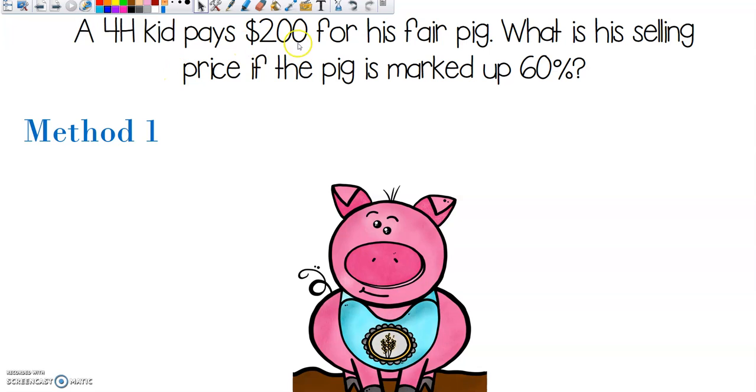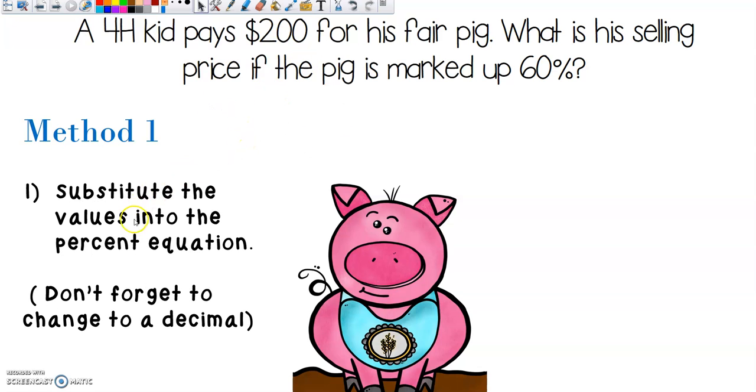A 4-H kid pays $200 for his fair pig. What is his selling price if the pig is marked up 60%? A markup is a little bit different. We've been dealing with discounts. Markups are when we add money to the original price to make a profit.